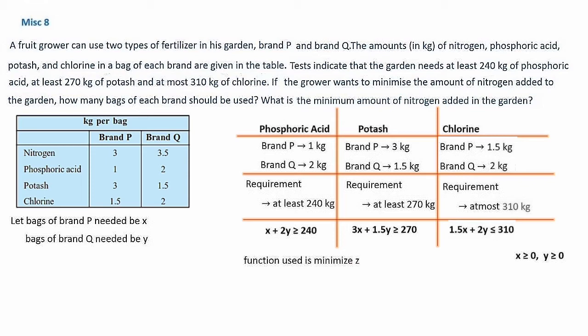We have to minimize the amount of nitrogen. That means brand P contains 3 kg of nitrogen and brand Q contains 3.5 kg of nitrogen. That means we have to minimize z is equal to 3x plus 3.5 into y. So 3 into x bags of P and 3.5 into y bags of Q. That is z is equal to 3x plus 3.5y. We have to minimize this equation.